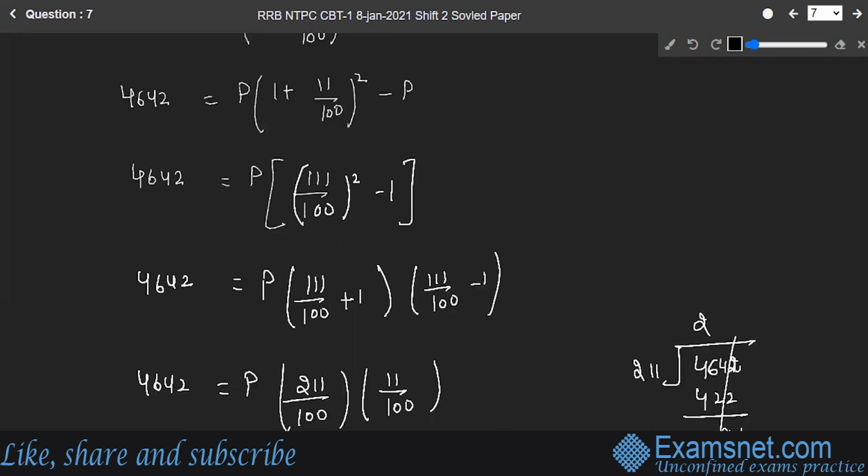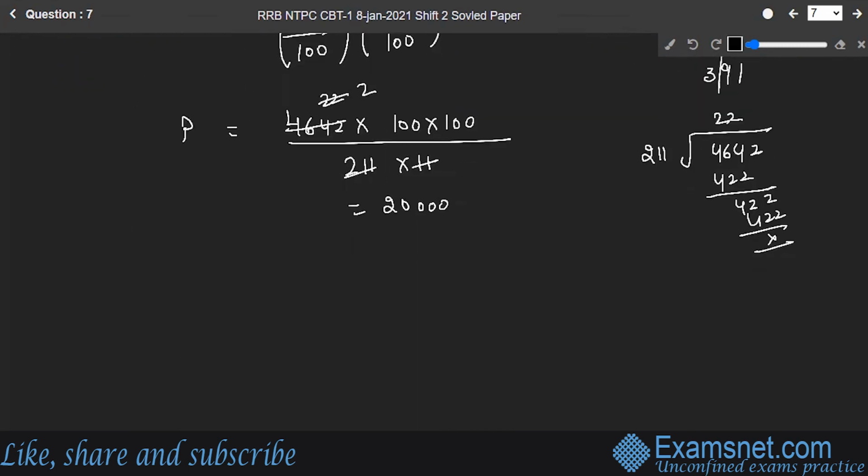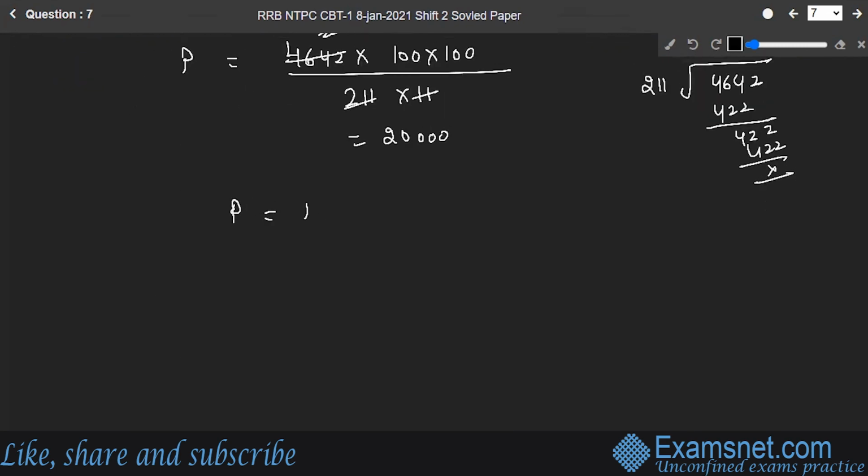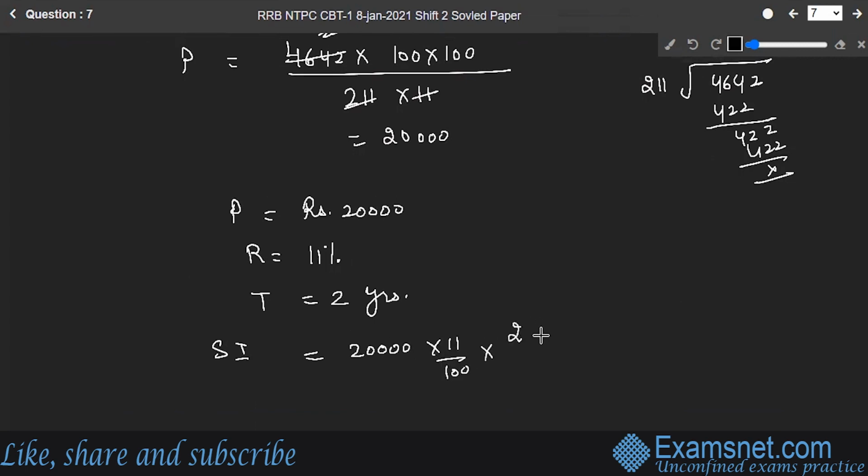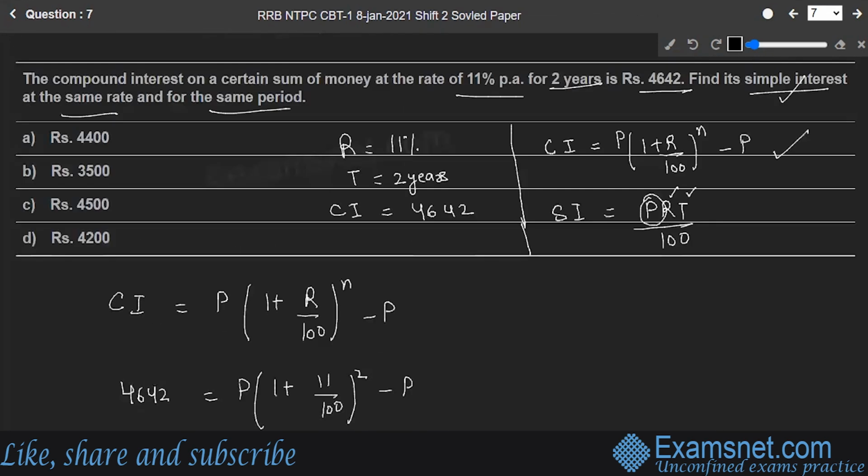What you had to find out was simple interest. Now we have the principal as rupees 20,000. Rate was given to you 11%. Time was given to you 2 years. Simple interest is equal to 20,000 multiplied by 11 upon 100 multiplied by 2, which is equal to, this will cancel out and you will have 4,400 rupees. This is simple interest and this is the answer to our question. Option A is the correct answer to the question.